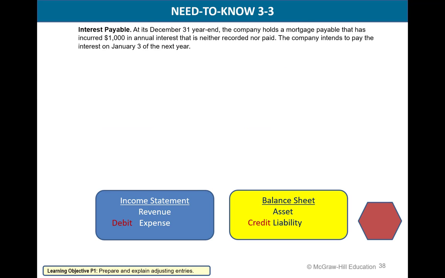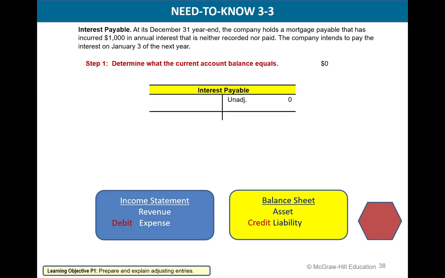Interest payable. On December 31st year end, the company holds a mortgage payable that has incurred $1,000 of annual interest that is neither recorded nor paid. The company intends to pay the interest on the 3rd of January of next year. We first have to determine what the current account balance equals. We happen to have zero in the account now. We have made no interest payable entries that haven't been removed or paid off. The next thing is to determine what the account balance should equal. They're telling us we incurred $1,000, so our balance on December 31st in this interest payable account should be $1,000.